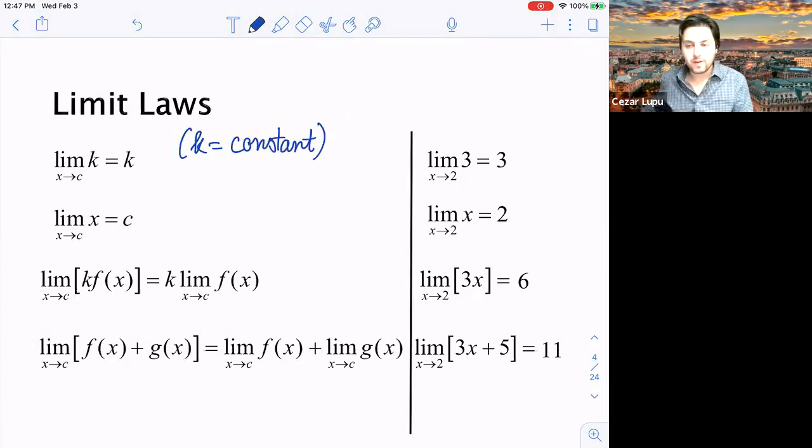Right? So k is a constant. And of course, when you have the limit as x approaches some number of a constant, it will always be the constant. For example, on the right-hand side, you see the limit as x approaches 2 of 3. Well, if you look inside the limit, it is only the constant 3. The constant 3 has nothing to do with what x is approaching, right? So it will be 3, right?